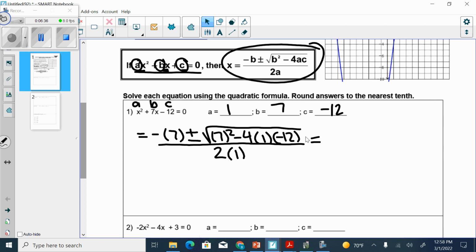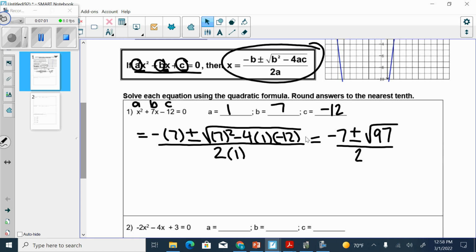So in front, we had negative 7, right? So that's still there. And then we still have this plus or minus the square root of all of this, which is what we typed in our calculator, and it became 97. So now we just have square root of 97 over 2 times 1. Right.